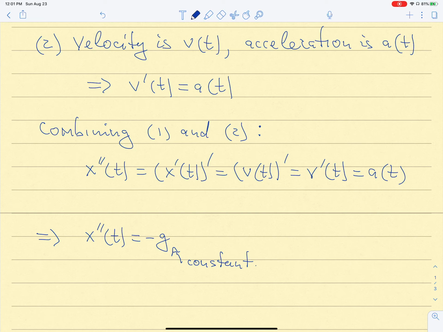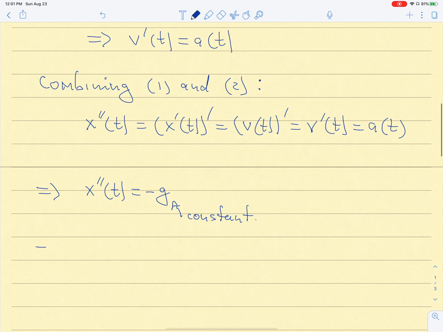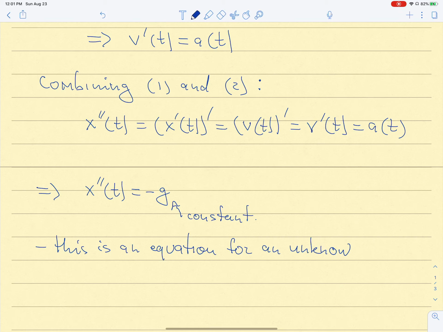All right, so then what we got is an equation. So this is an equation for an unknown function of x, and the goal is to find the solution of this equation, right? The goal is to find x of t. All right, so how can we solve this equation?